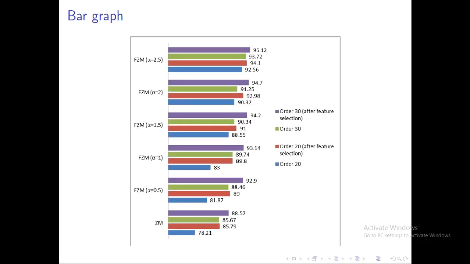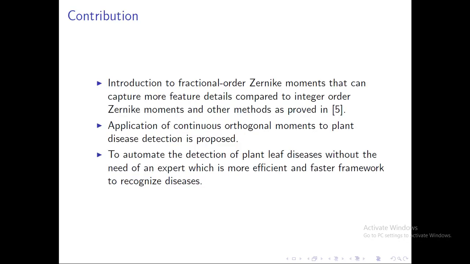This is the visual representation of the previous table, shown in the form of a bar graph. Our contribution to society is the introduction of fractional order Zernike moments that can capture more feature details compared to integer order Zernike moments and other methods, and the application of continuous orthogonal moments to plant disease detection is proposed, to automate the detection of plant leaf diseases without the need of an expert, which is a more efficient and faster framework to recognize diseases.